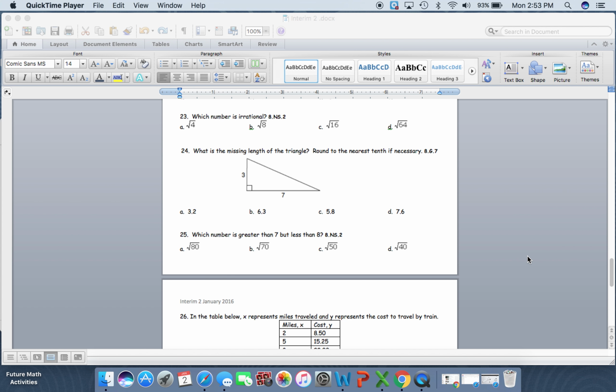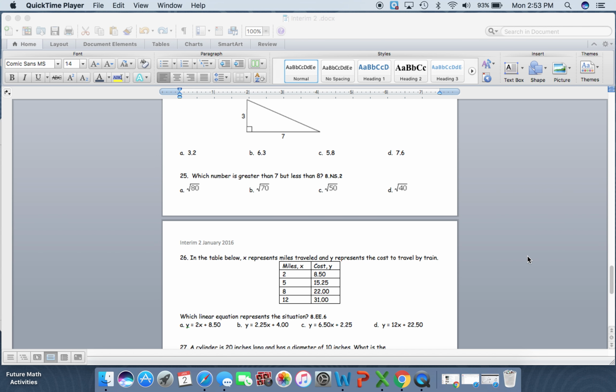Number 23. Which number is irrational? A. Square root of 4. B. Square root of 8. C. Square root of 16. D. Square root of 64.